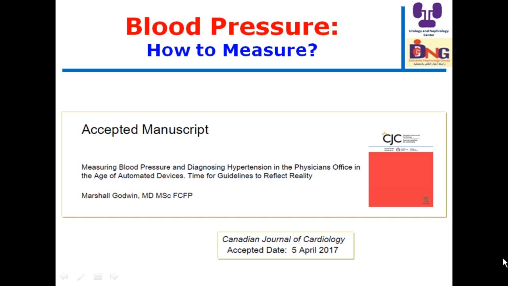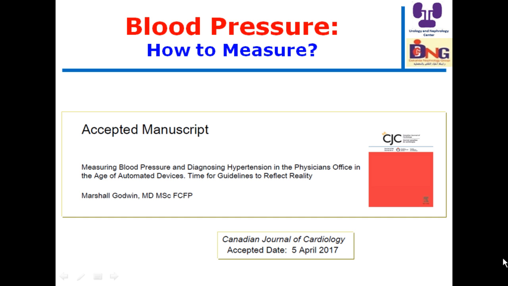Sixth, the clinician should obtain at least 2 readings separated by at least 30 seconds, 1 or 2 minutes even, and average them. If these differ by more than 5 millimeter mercury, additional readings are necessary. The readings should be rounded off to the nearest 2 millimeter mercury.